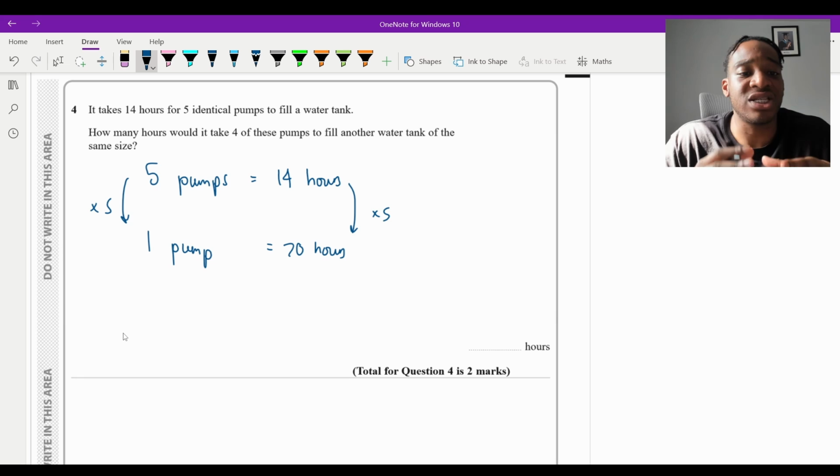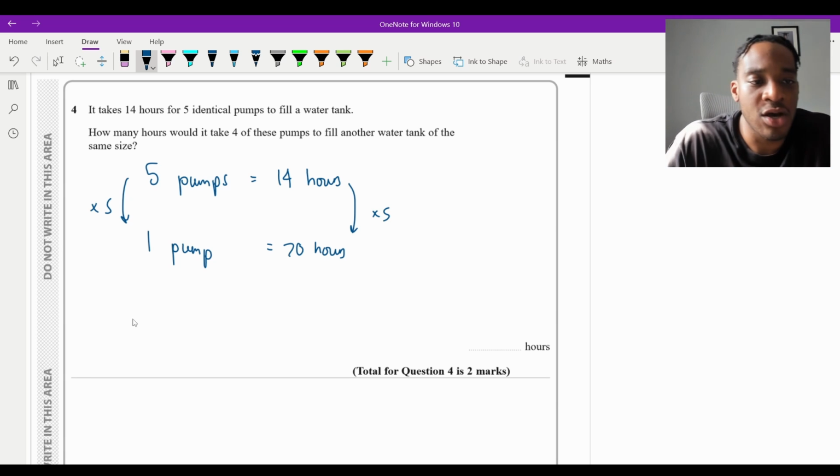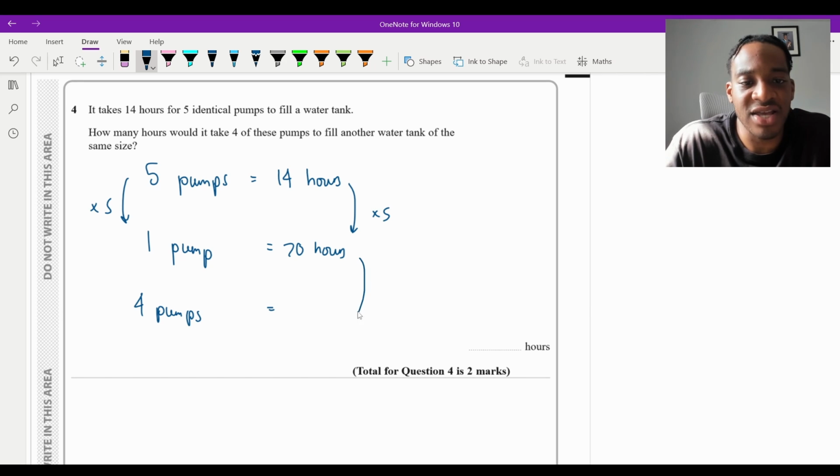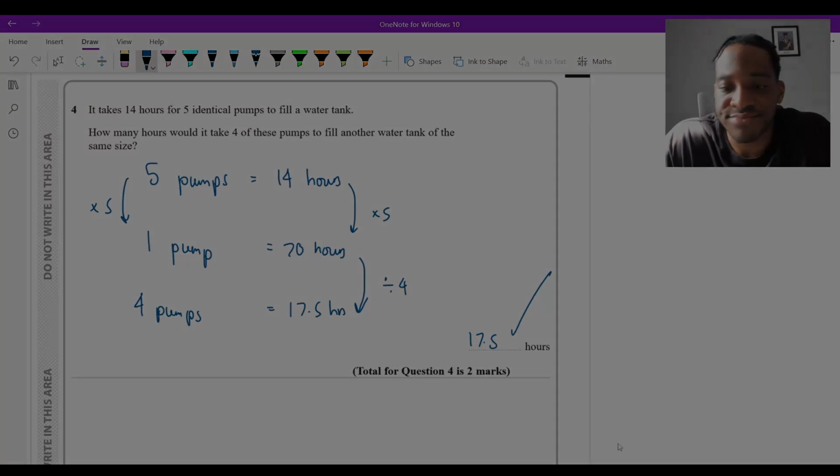So what we need to do now is split the 70 hours 4 ways. So I'm going to say that 4 pumps now. To get 4 pumps, we're going to have to divide this quantity by 4, isn't it? And 70 divided by 4, you can check on your calculator. This is just 17.5. So the answer is just 17.5 hours. And that's it. It's 2 marks.